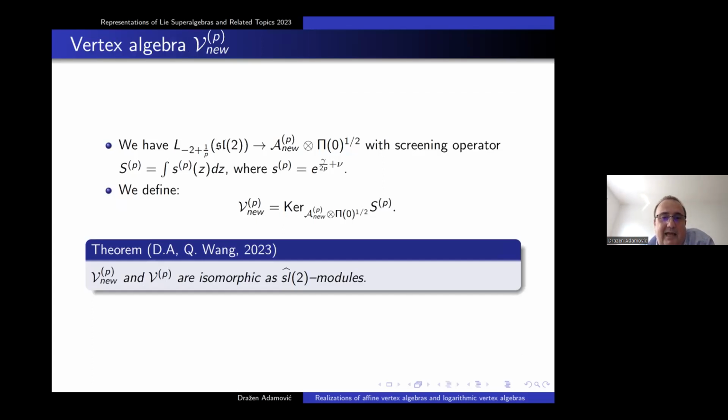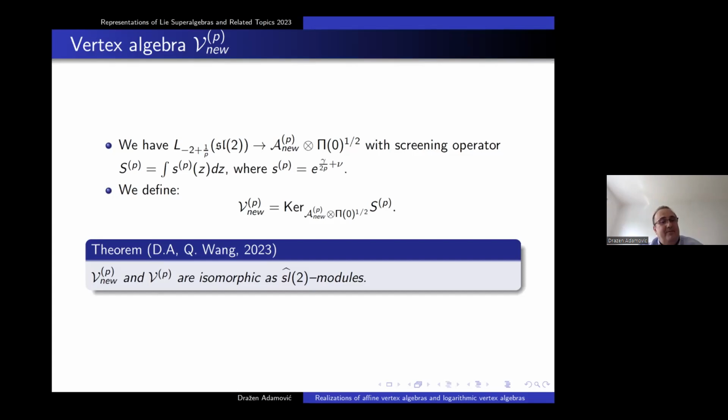And then we extend this SL2. In the SL2 case, we get an extension of this -2 + 1/p SL2 algebra inside of the tensor product of AP with pi 0, and get this inverse Hamiltonian reduction type realization of this VP nu, and get a new family of vertex algebras which are not isomorphic, but they are isomorphic as SL2 modules.